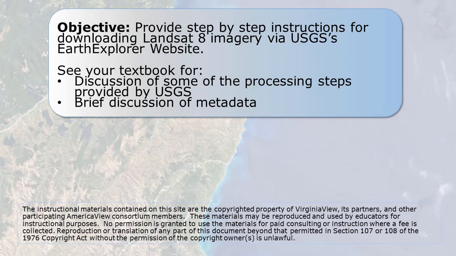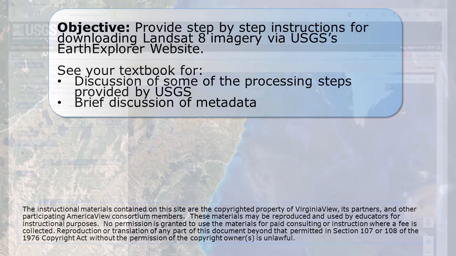This chapter provides step-by-step instructions to select and download Landsat 8 imagery via the USGS's EarthExplorer website. These download instructions can be applied to other imagery products also available from EarthExplorer. Once imagery is downloaded, you'll need to determine if the downloaded imagery requires further processing beyond what's already provided by the USGS. In this chapter, we discuss some of the processing steps provided by the USGS and how to view the metadata for more information. Be sure to see your textbook for additional information and resources.